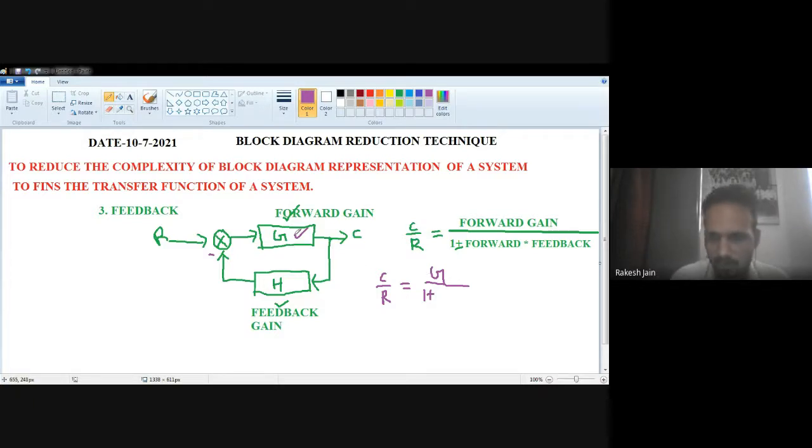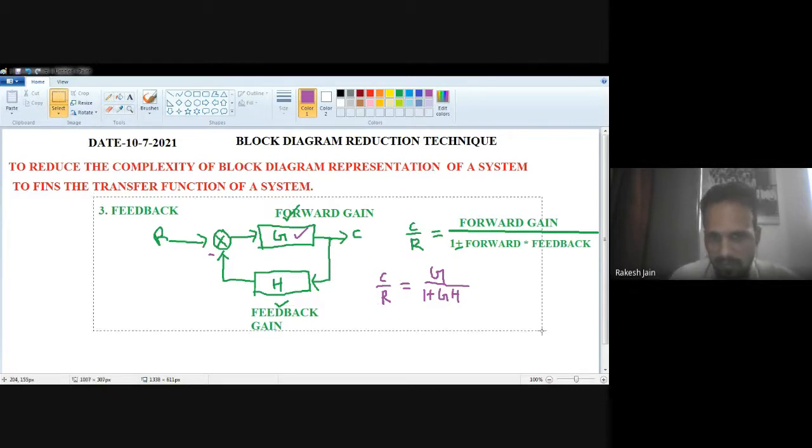So what is the forward gain? Forward gain is G, and what is the feedback gain? Feedback gain is H. So G multiplied by H, that is G. Okay. So remember this third rule, that will be very much important during the time of numericals. So this is your third rule. And what is the fourth rule?